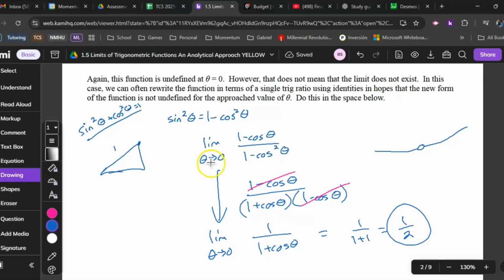Why is cosine theta 1? Because what's cosine of 0? I'm not doing cosine of theta. What I'm doing is plugging it in. Once I get it simplified, I take 0 and plug it in. Cos 0 is 1. So that's why I got it.